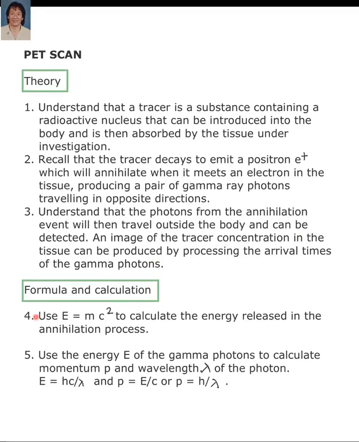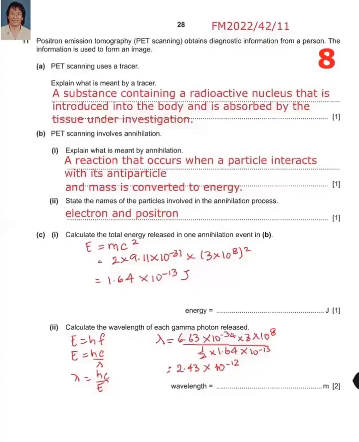There are two formulas you need to use here. The first formula is to use E equals mc squared to calculate the energy released in the annihilation process. Then number 5, use the energy E of the gamma photons to calculate momentum and the wavelength of the photons. You have to use the formula p equals E over c to calculate the momentum, or you can use p equals h over lambda to calculate the momentum. Then the energy can be calculated using this formula, E equals hf or hc over lambda.